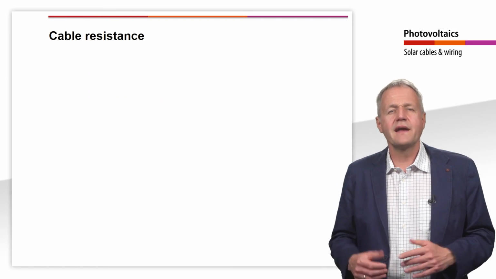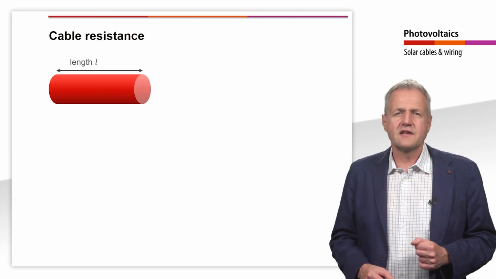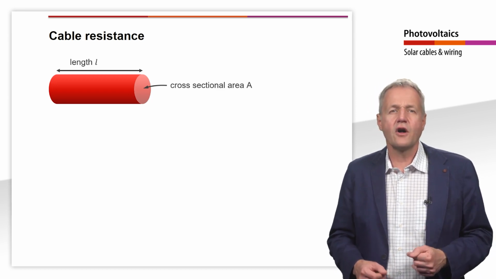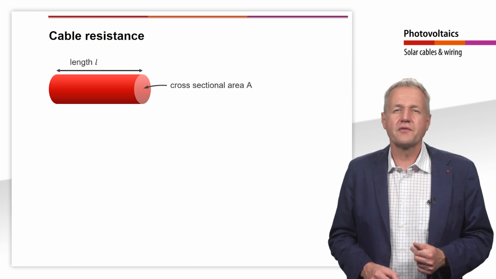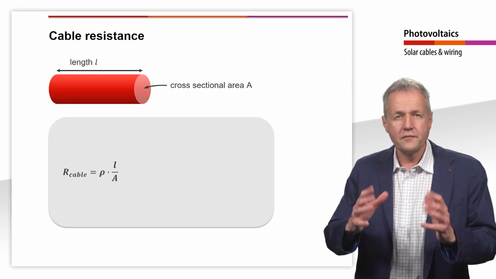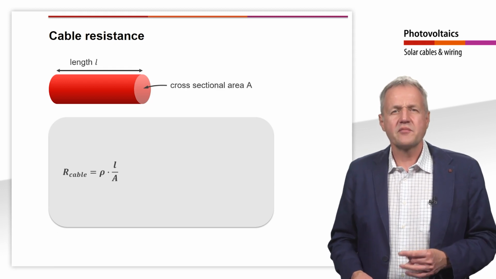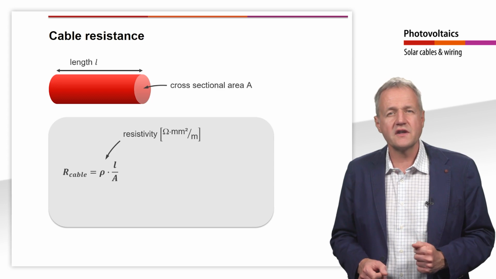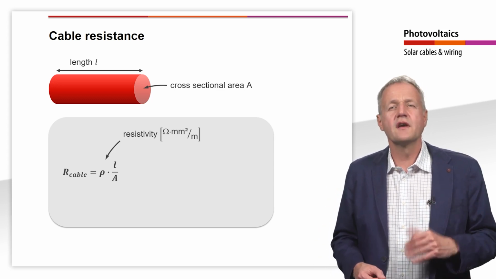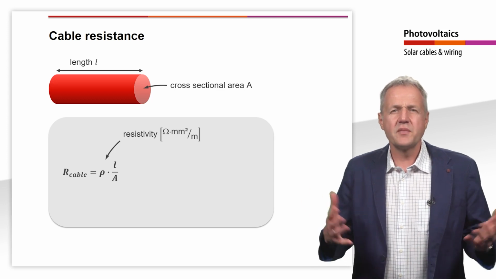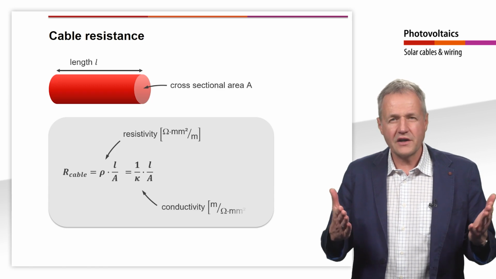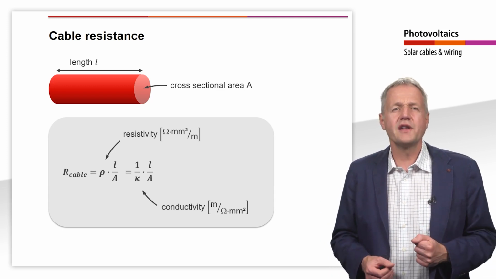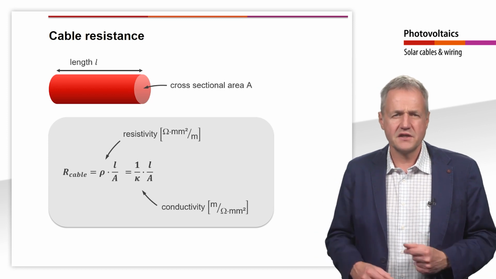The losses in a conductor depend mainly on its ohmic resistance. The ohmic resistance depends on the length and the cross-sectional area of the conductor. In addition, the material properties also have a major influence. In general, the ohmic resistance can be determined from the specific resistance ρ times cable length divided by the cross-sectional area of the cable. The resistivity is a temperature-dependent material constant. It is often expressed in ohms times millimeter square per meter. It can also be expressed by the reciprocal of the conductivity kappa. In addition to kappa, the Greek letters sigma or gamma are also commonly used as symbols for the electrical conductivity.